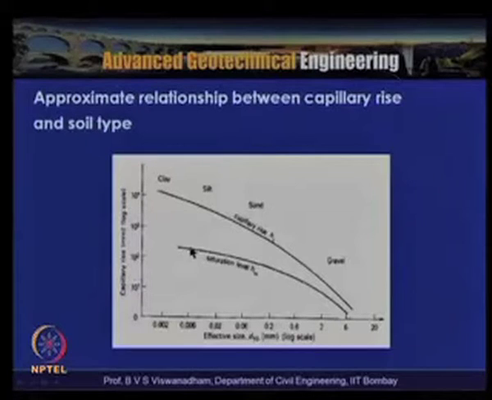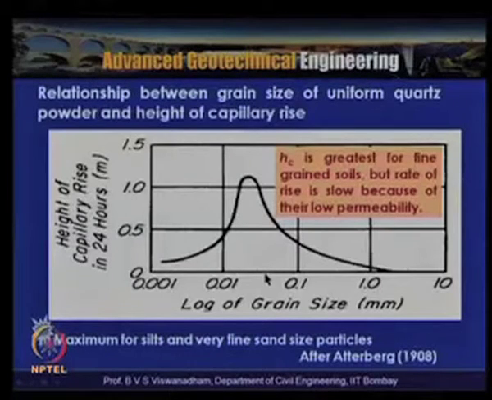Here this is the saturated level, and this is the complete capillary rise including the partial saturation. You can see that for gravel, with increase in the effective particle size, there is a decrease in the height of the capillarity. And as we discussed here, the relationship between the grain size of uniform quartz powder and the height of the capillary rise. So, Hc is greatest for the fine grained soils, but the rate of rise is slow because of the low permeability. From the discussion, we have seen that it is maximum for silts and very fine grained soil particles.